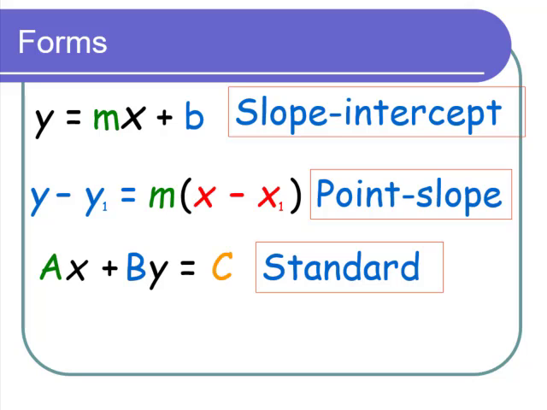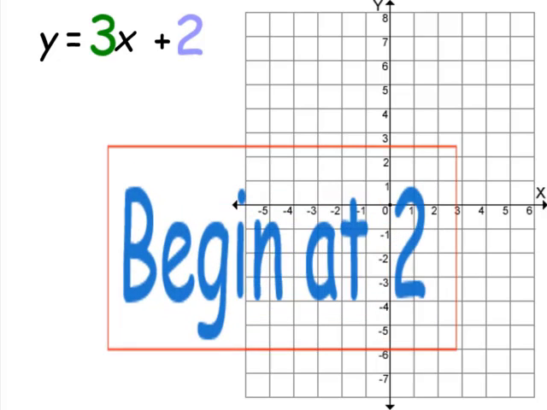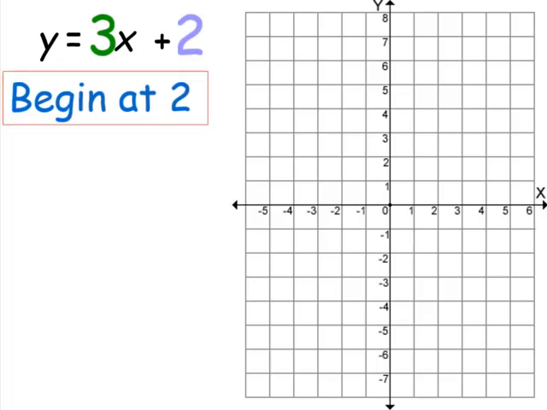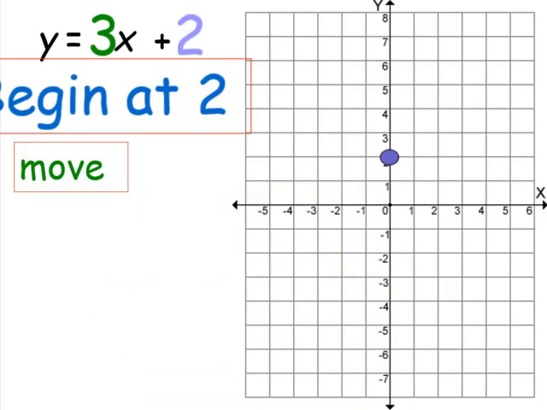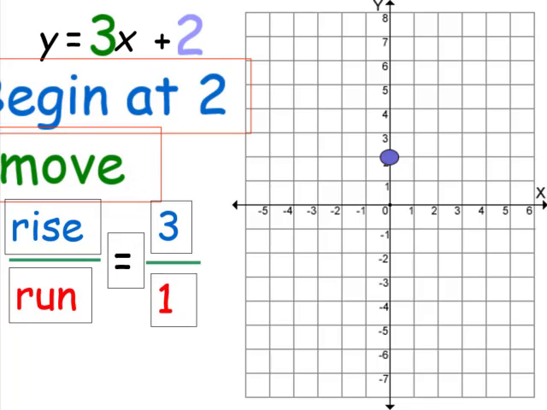we use slope-intercept form, because slope-intercept form is a special type of point-slope form when that point is on the y-axis. So when graphing y equals 3x plus 2, we begin at 2, which is actually the point (0, 2) on the y-axis, and then we move accordingly. We use our rise over run. In this case, our slope is 3, so we write it as 3 over 1. We go up 3, right 1, point, up 3, right 1, point, and connect the dots.